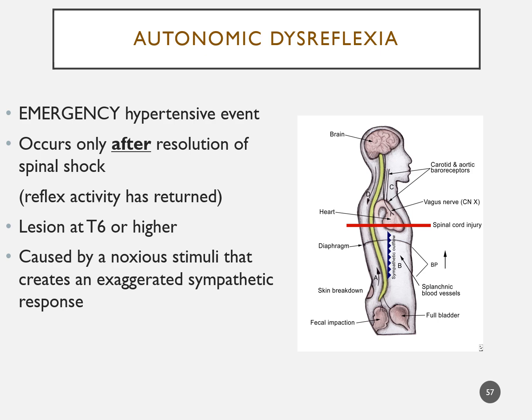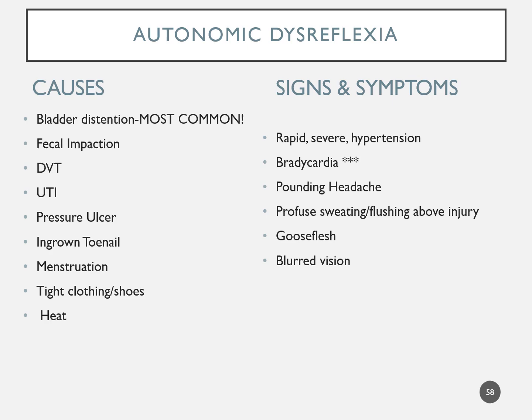Typically, this happens to our clients that have injuries at T6 or higher, so some of our higher injuries, and it's caused by anything that aggravates the patient, any noxious stimuli. And the stimuli is going to cause an exaggerated sympathetic response. That's what autonomic dysreflexia is. It's that exaggerated response. Most of the time, most common cause is bladder distension.